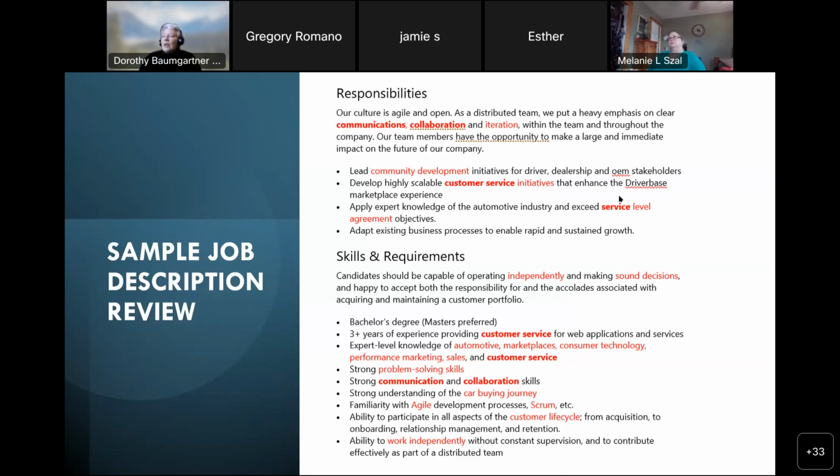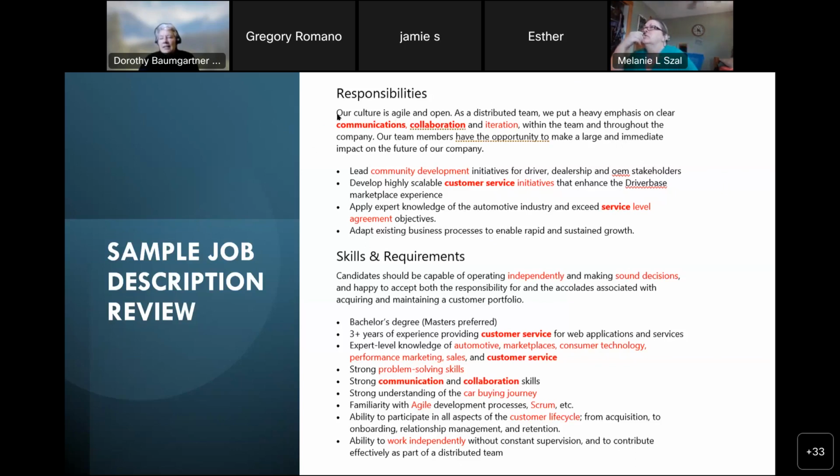All right, we're going to look at this job description here, and typically job descriptions are often divided into a responsibilities section and a skills and requirements section. So what you want to do is go through this and look for the keywords that you believe they're looking for. Read the sentence carefully and figure out what it is that they're actually looking for.